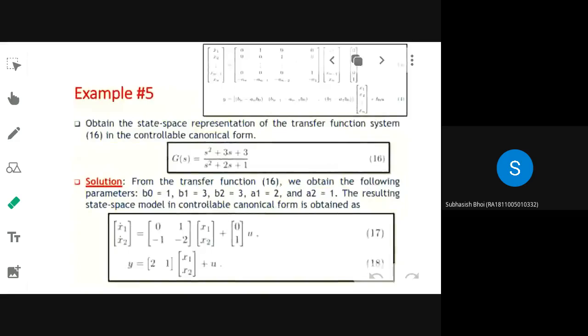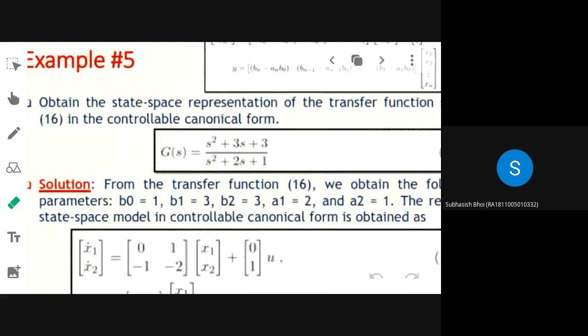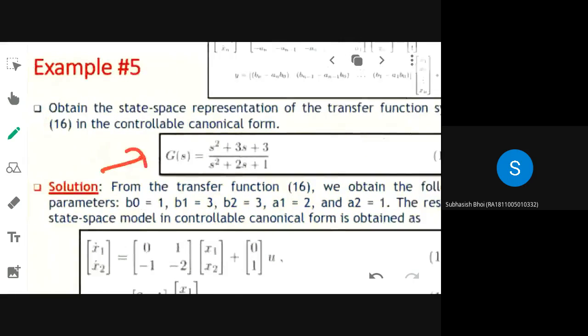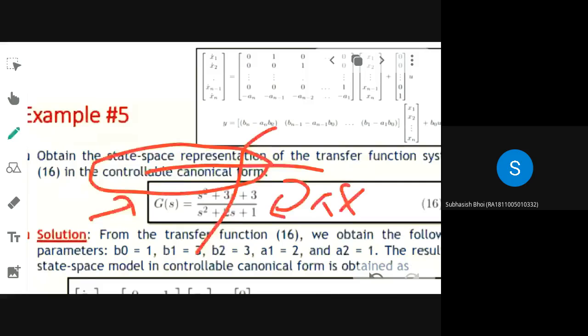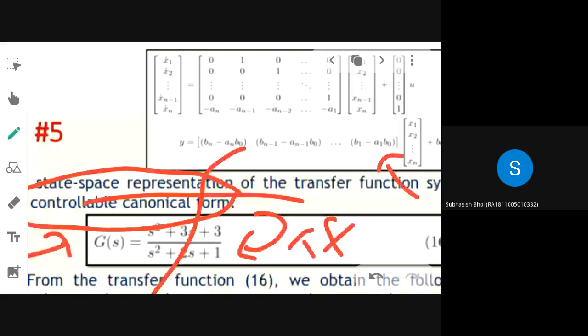Now here comes a given problem. In the problem they have asked you to obtain the state space representation of the given transfer function. So this is your system transfer function from which they have asked you to find out the controllable canonical form. The equation with the help of which you will be able to frame it is given here. So you need to note down what is this constant, what is this constant, what is this constant. Then Bn, An, B naught, all these things you have to substitute in the given formula. You will be able to get the controllable canonical form.